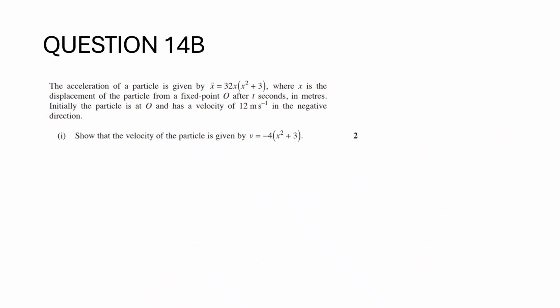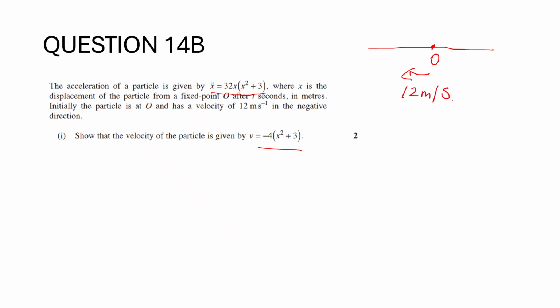14b, the acceleration of a particle is given by this. x is the displacement of the particle from a fixed point O after t seconds in meters. Initially the particle is at O and has a velocity of 12 meters per second in the negative direction. Show the velocity of the particle is given by this.